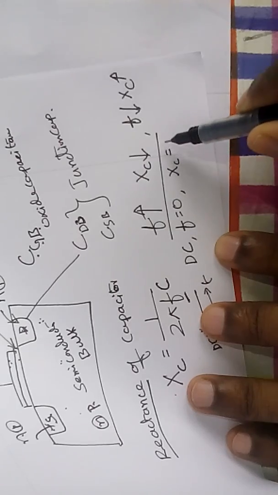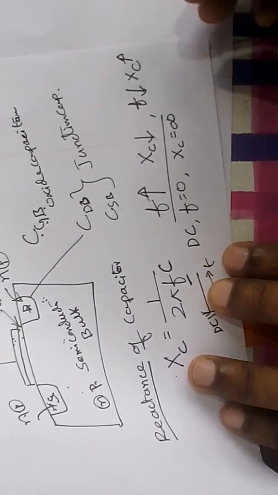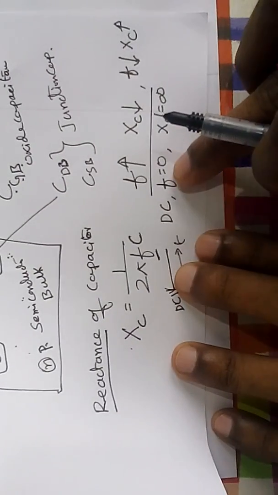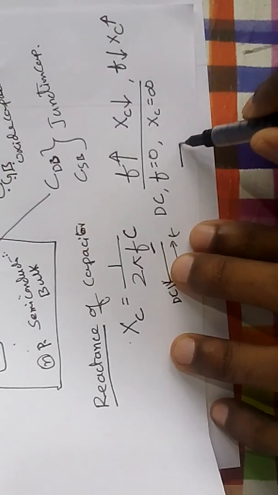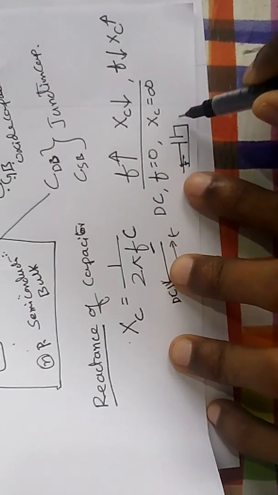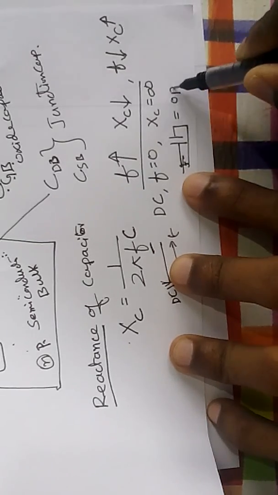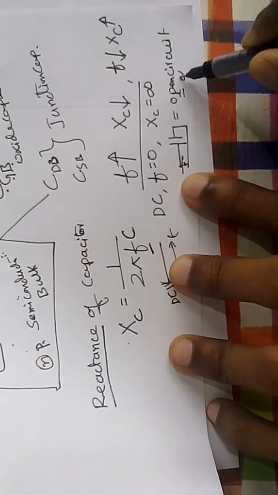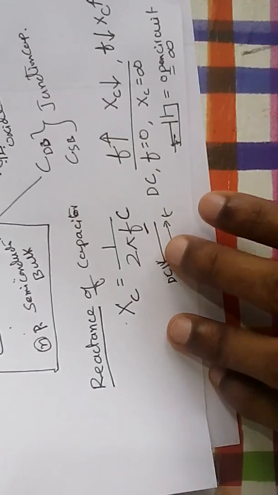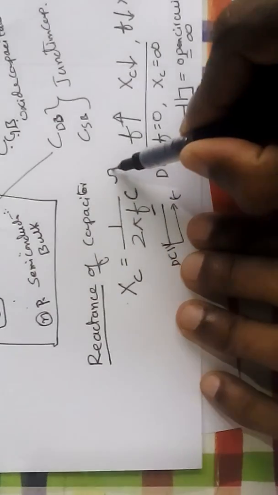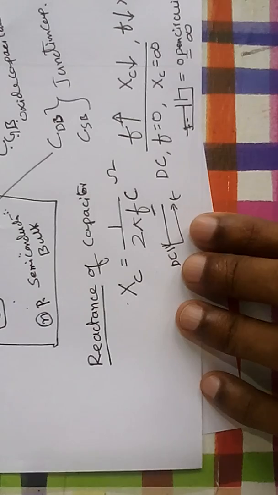So Xc is equal to infinite, meaning a capacitor will offer infinite resistance for a DC signal. If it is connected to a DC source, it will look like an open circuit. Why is it an open circuit? Because its impedance is infinite. Of course, we say it is a reactance, its unit is still ohms. The reactance of capacitance is again represented in the form of ohms.